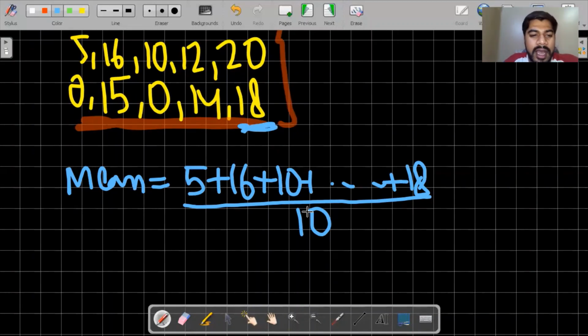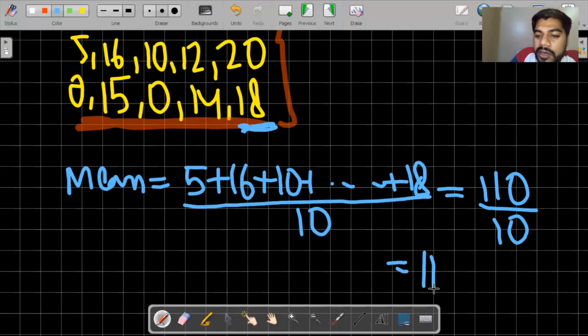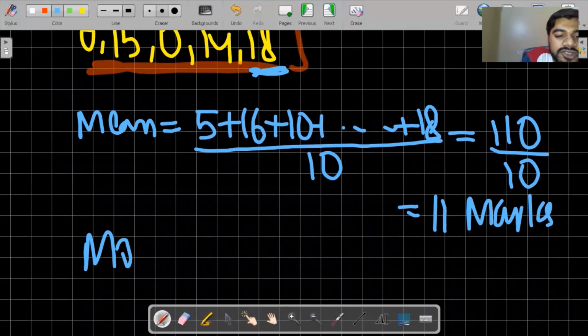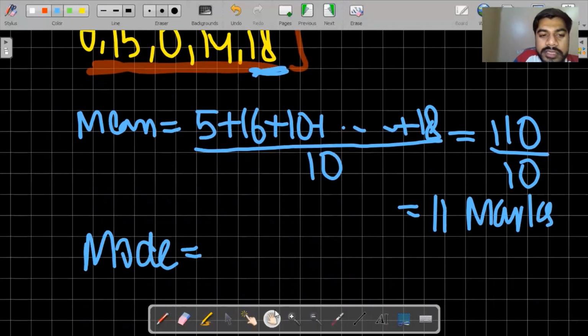So yes, students, our sum for the following condition comes out to be 110. So I can simply write here 110 divided by 10 comes out to be 11 marks. So the average marks, or the mean marks, for the following class comes out to be 11 marks. Now let's move towards mode and range first, so that's a bit easier part. Then we'll move towards median.